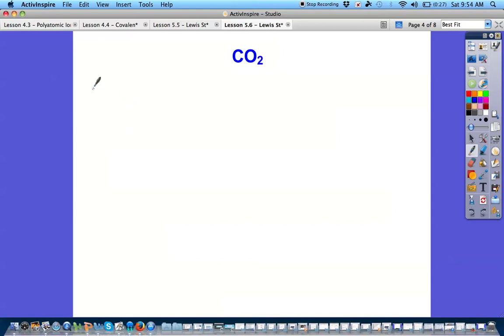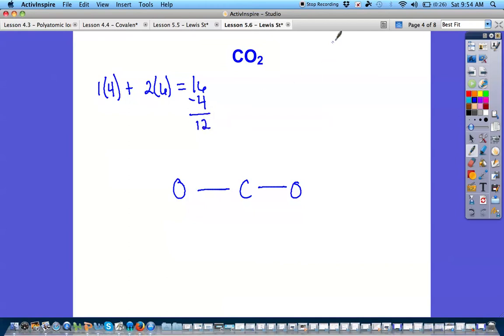Welcome back. We have 1 carbon. Carbon has 4 valence electrons. We have 2 oxygen. Oxygen has 6 valence electrons. So 12 and 4, that gives us 16. So we're going to put carbon in the center because it has the least number of atoms. And then we're going to put an oxygen on each side of it. And then we're going to single bond our atoms together. So we're going to subtract 4 from our total. So we have 12.